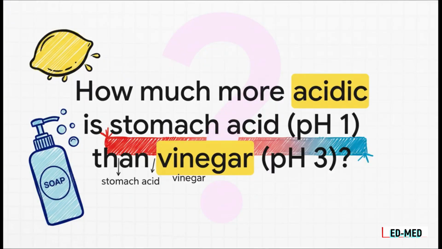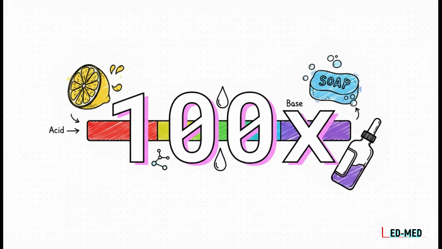So, we know your stomach acid is a pH of 1 and vinegar is a pH of 3. That's a difference of 2 steps on the scale, right? So, how much more acidic is your stomach? Is it twice as acidic? Maybe 4 times? Take a guess. The answer is 100 times. Yeah, not 2 times, not 10 times, 100 times more acidic. It's a massive difference, and it totally reveals the true power of this scale.